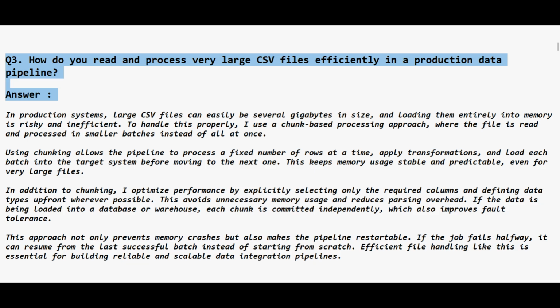In addition to chunking, I optimize performance by explicitly selecting only the required columns and defining data types upfront wherever possible. This avoids unnecessary memory usage and reduces parsing overhead. If the data is being loaded into a database or a warehouse, each chunk is committed independently, which also improves fault tolerance. This approach not only prevents memory crashes, but also makes the pipeline restartable. If the job fails halfway, it can resume from the last successful batch instead of starting from scratch. Efficient file handling like this is essential for building reliable and scalable data integration pipelines.